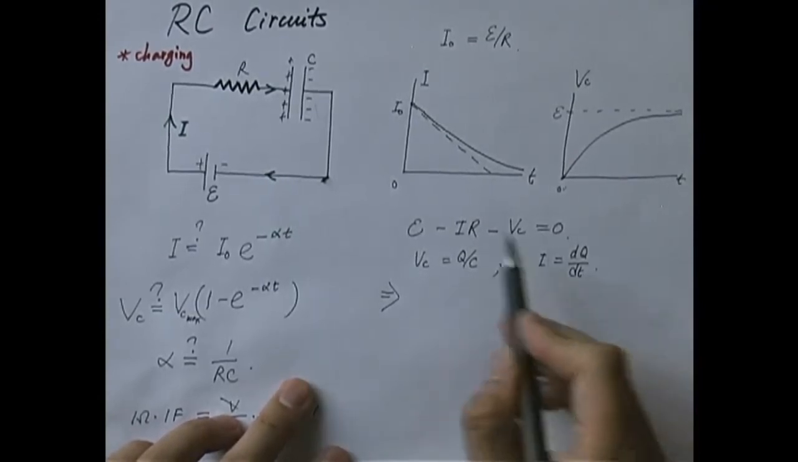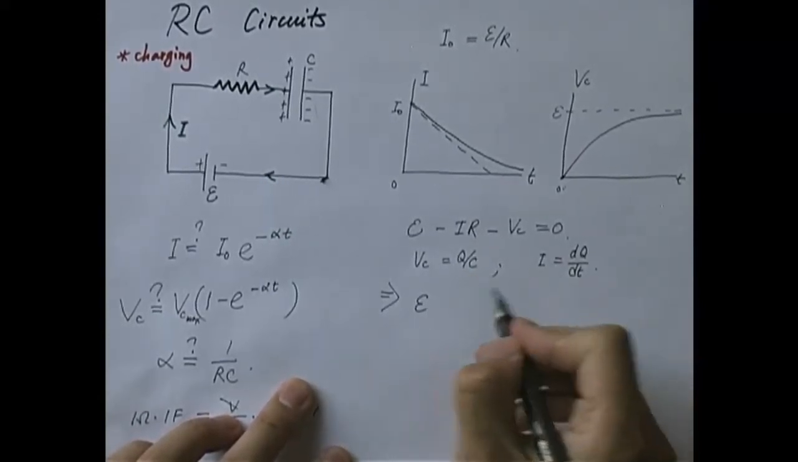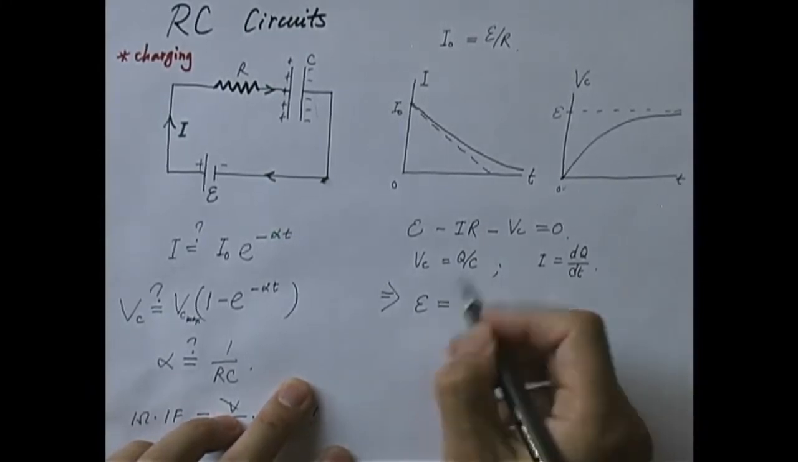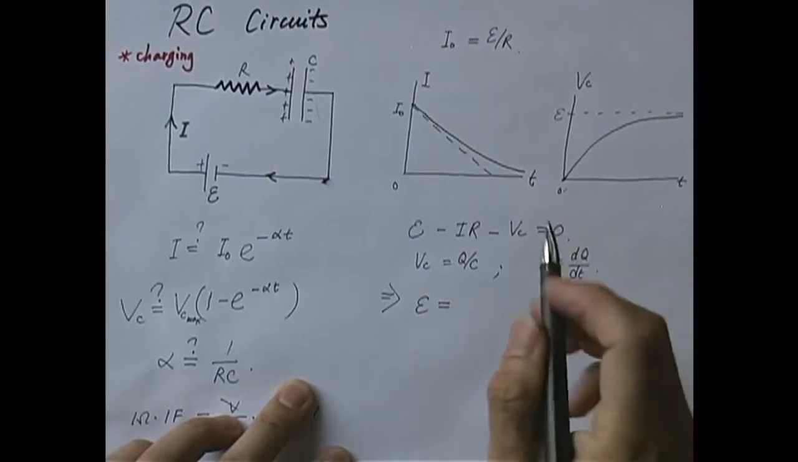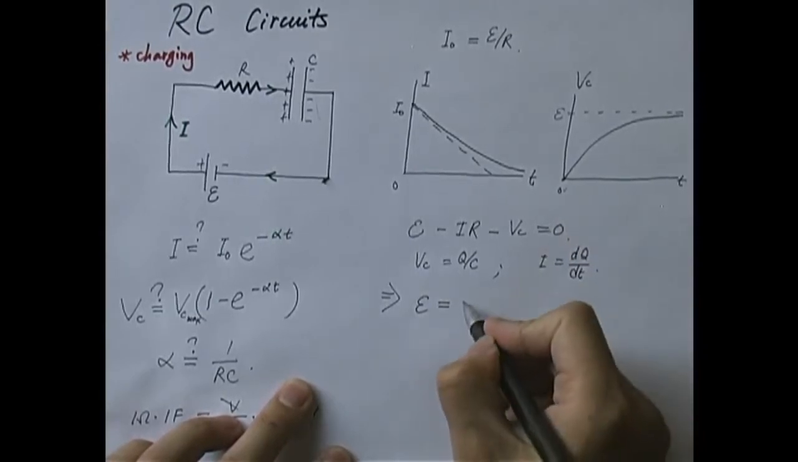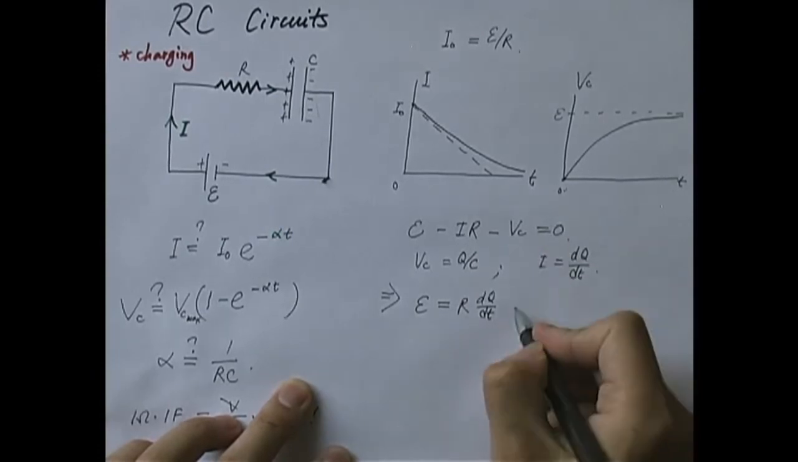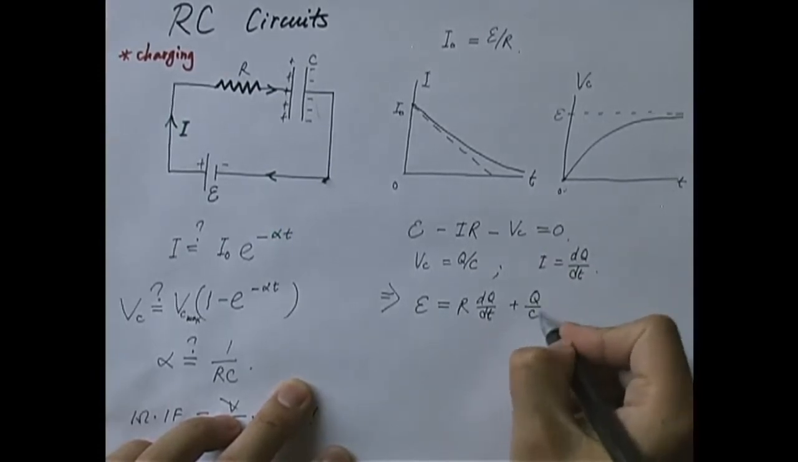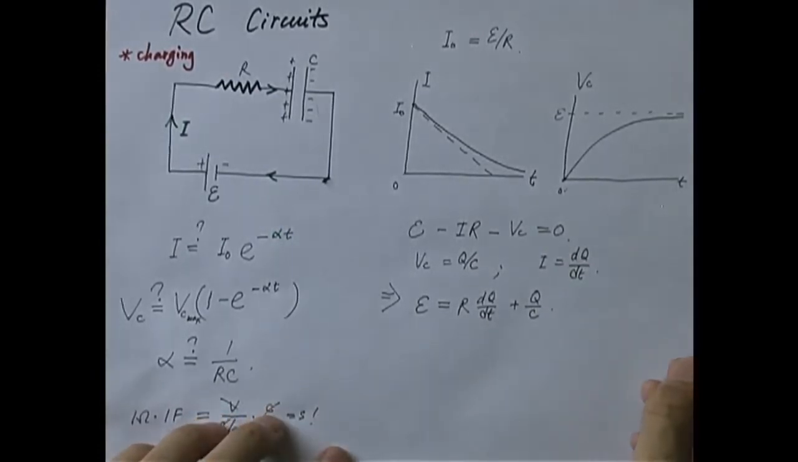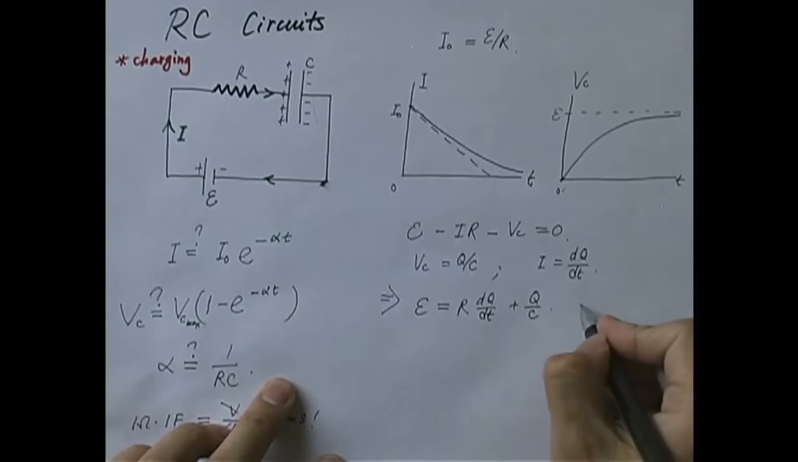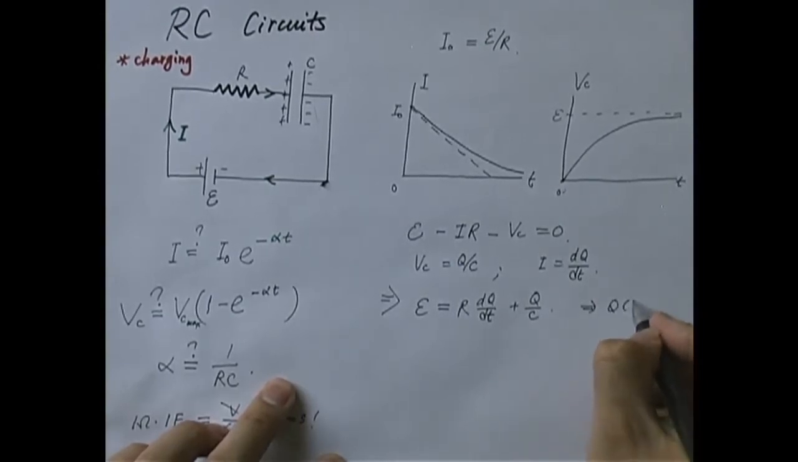Plug both of these in here. Epsilon equals, moving both of these terms to the other side, the first term IR, which is R dq dt, and the next term VC, that is just Q over C. Now at this point, all we need to do is some mathematics, and that is we solve this equation for Q as a function of time.